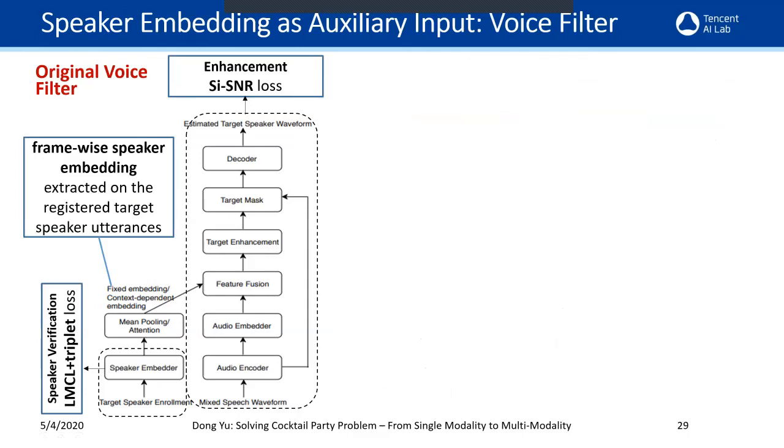Voice filter takes a completely different approach. It uses a pre-trained speaker embedding as auxiliary input to the enhancement network. Auxiliary information, including speaker and noise embedding, has been effectively used in speech recognition to achieve better accuracy on target speaker or noisy environment. The same idea was shown to also work well for extracting the target speech.